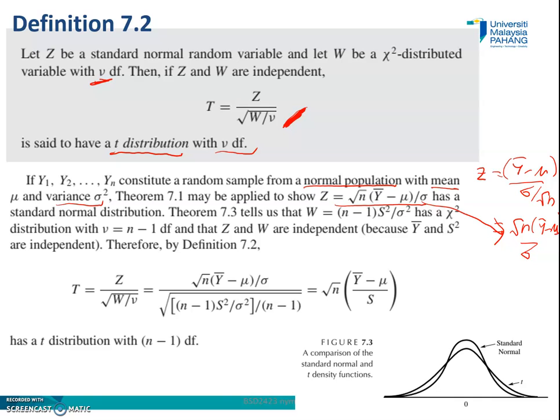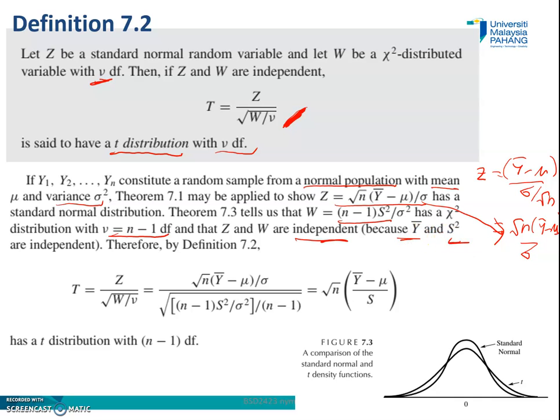And then by theorem 7.3, you can see that w equals n minus 1 times s squared over sigma squared, and this has a chi-square distribution with n minus 1 degrees of freedom. You have done that before in the previous video. Then now you have another function which considers this z and w. You know that these z and w are independent, because you proved in the previous video that y bar and s squared are independent.